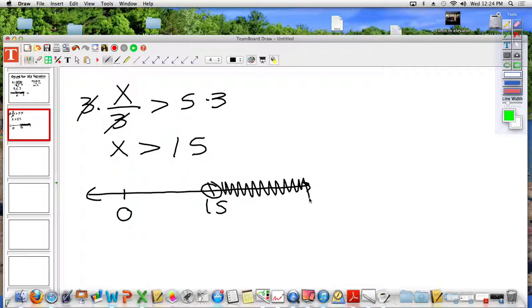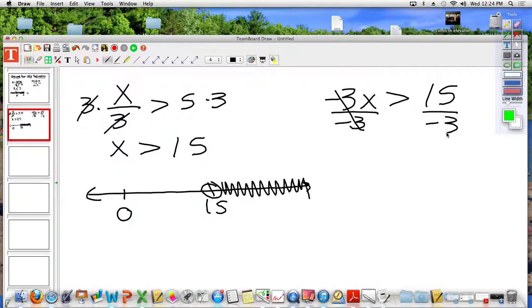Another example. This one's a little trickier. Negative 3x is greater than, let's do 15. Wouldn't you just add 3? Nope, you don't add 3. It says negative 3 times x. You divide by negative 3, so I divide the left side by negative 3. I divide the right side by negative 3. So, what is 15 divided by negative 3? Negative 5. So we have a negative 5 over here.